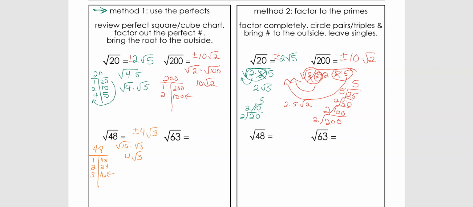Again, we can do that with our prime factorization as well. 48 divided by 2 is 24. Divided by 2 is 12. Divided by 2 is 6. Divided by 2 is 3. So what we're going to end up with is 2 times 2 times 2 times 2 times 3. Here's one pair. Here's another pair. Remember, only one can come out and the other one dies. So we get 2 times 2 times square root of 3, or again, plus or minus 4 times the square root of 3.